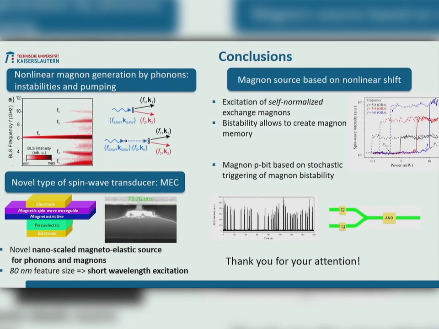And with this, I come to my conclusion. So I've shown you that we can create magnons using nonlinear processes involving phonons. So we have a new way to electrically excite magnons via the phononic detour principally. Based on this effect, we can create novel types of nanoscaled magnon sources, which, what I didn't show you, even have ferroelectric properties. So you can also use ferroelectric hysteresis to reconfigure the systems. And in the end, I've shown you that we have done principally the first step to a magnonic p-bit.